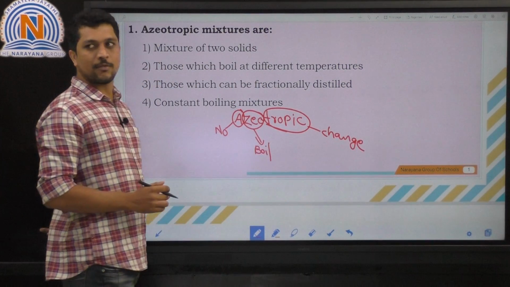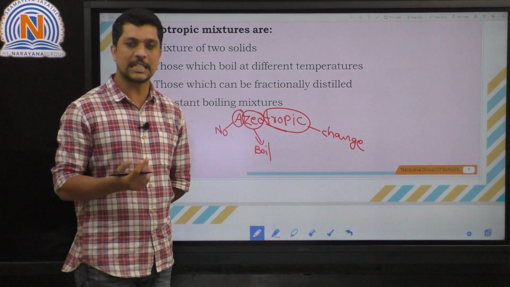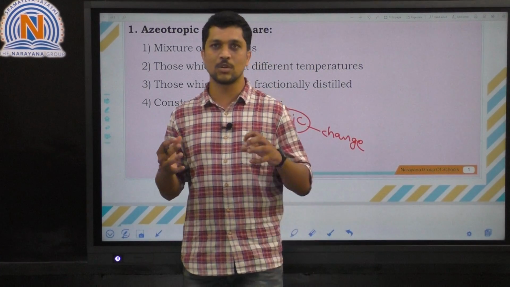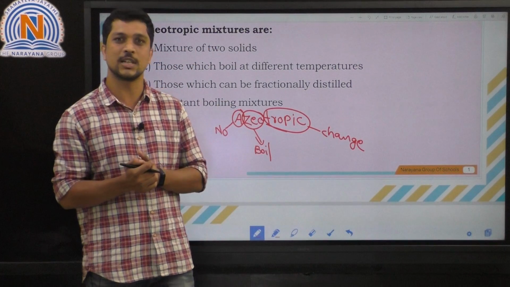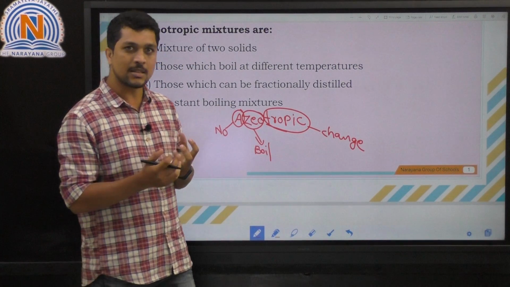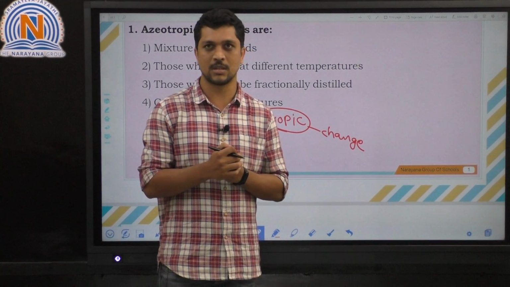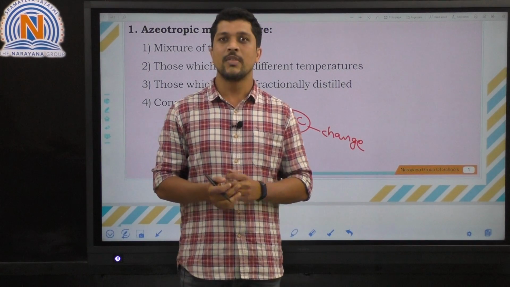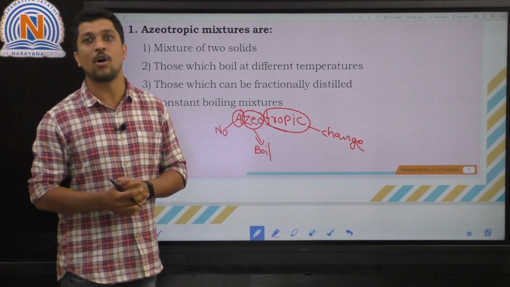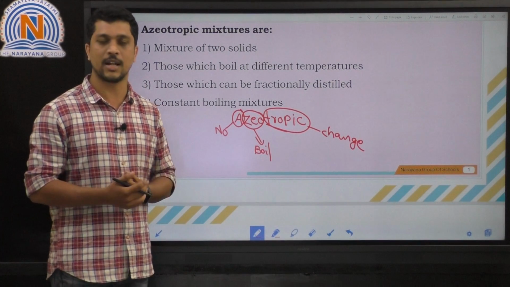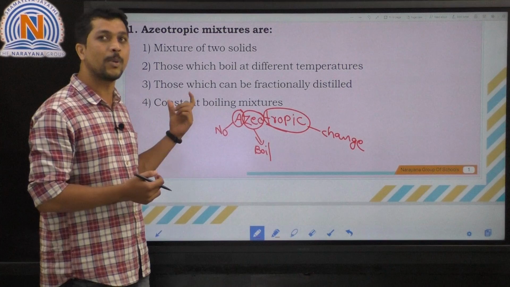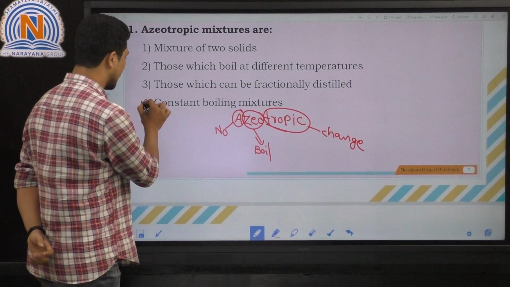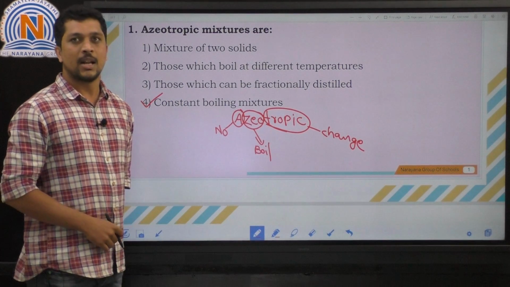So the mixture which contains the same boiling points, for example there are two liquids in a mixture. After mixing both the liquids, the boiling point of the solution is the same. That means the liquids should have similar boiling points. So those kinds of liquids we cannot separate by normal distillation. These are called constant boiling mixtures. So azeotropic mixtures are generally constant boiling mixtures. So the correct option is the fourth option. Clear? Let's move on to the next question.